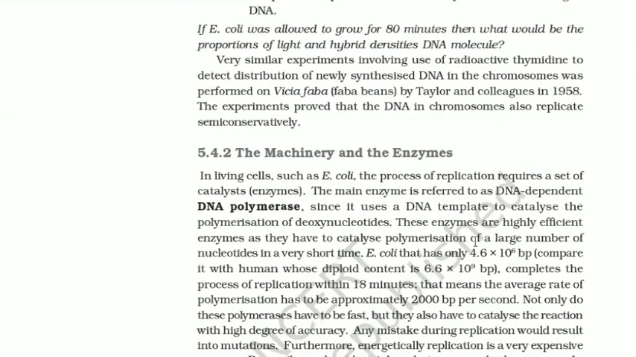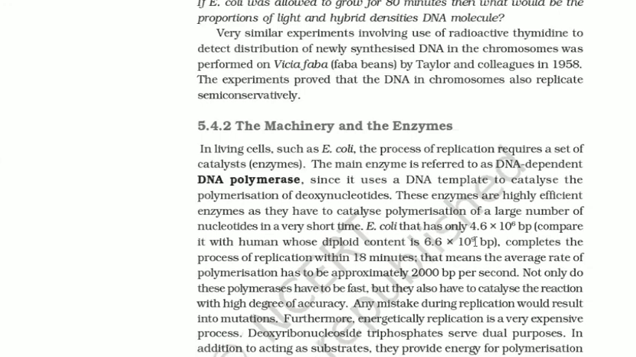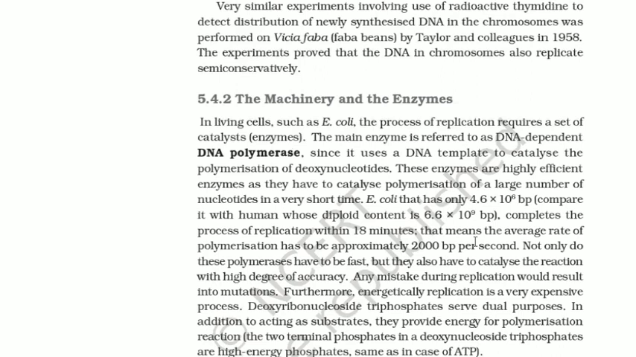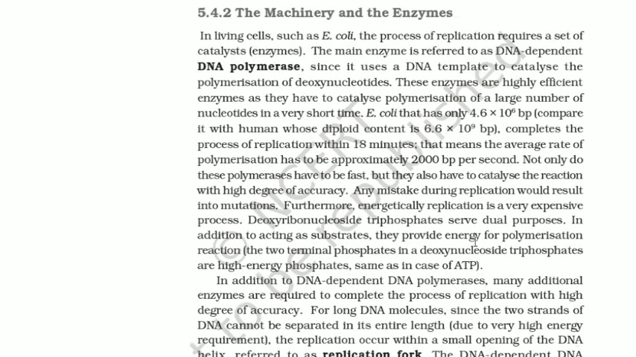Very similar experiments involving the use of radioactive thymidine to detect the distribution of newly synthesized DNA in the chromosomes were performed on Vicia faba by Taylor and colleagues in 1958. The experiments proved that DNA in chromosomes also replicates semi-conservatively.